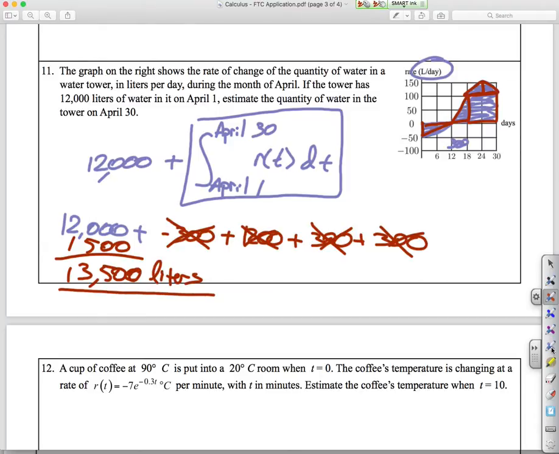Alright, and y is my units, liters. I integrated what? What units did I integrate? Liters per day. So if I integrate liters per day, I'm going to get liters.